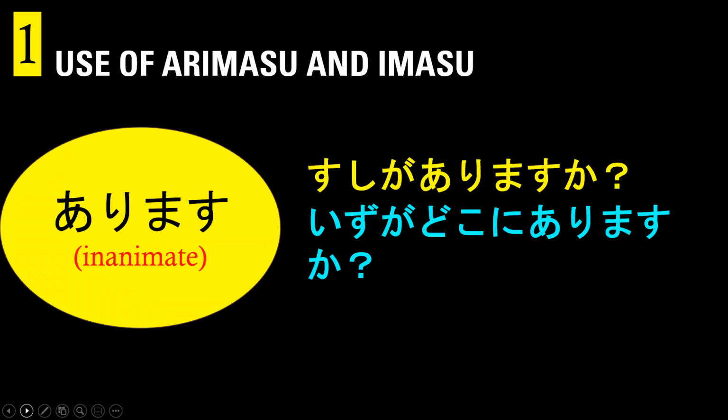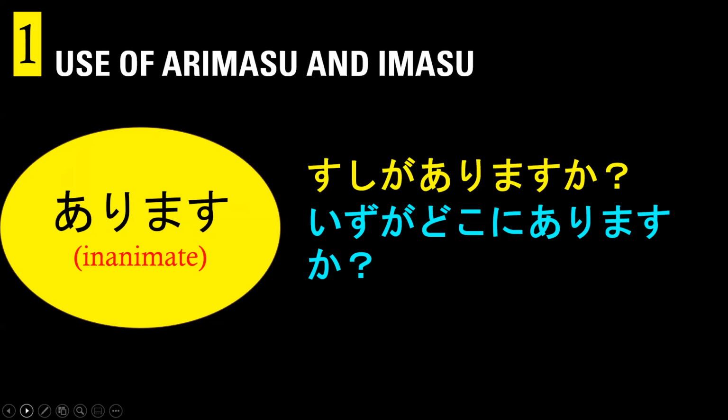For inanimate objects, these are things that are not capable of moving. We are not expecting them to move. And of course, in normal circumstances, they are not moving on their own volition. So for example, sushi nga arimasu, do we have sushi, or does the restaurant have sushi? Or parang meron ba sila sushi here? So food is not moving. It's not expected to move at all.